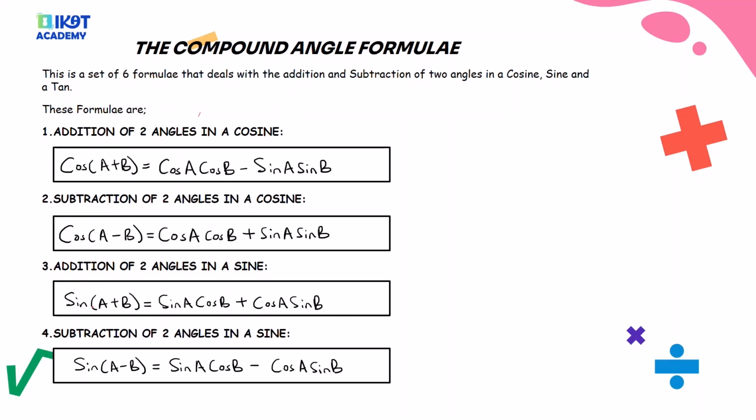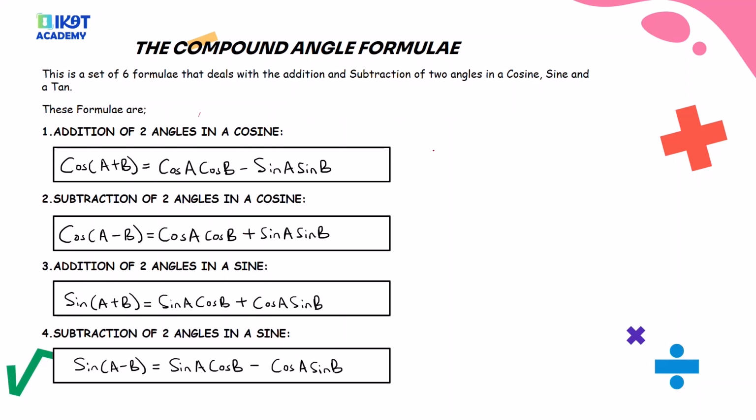Then for sin(A+B), it's different. For sin(A+B), it's sin A cos B, then you interchange, plus cos A sin B. Then you have sin(A-B) is sin A cos B minus cos A sin B. So you see, for sine, the sign here, it's negative, it stays negative. Here it's positive, it stays positive. But in cosine, the sign changes. Where you have subtracting 2 angles in a cosine, it becomes a plus.